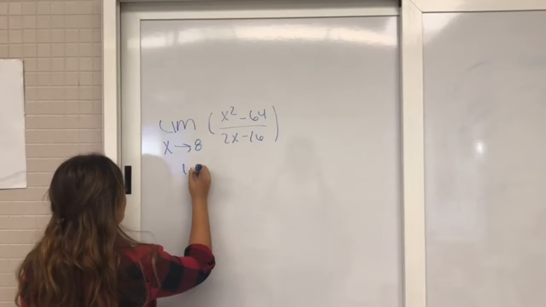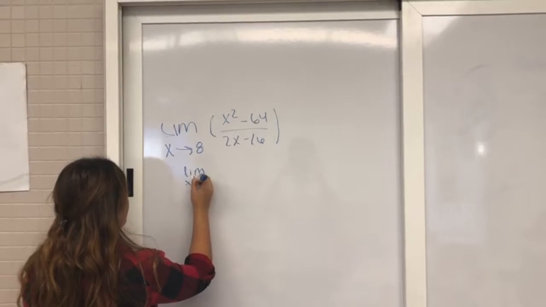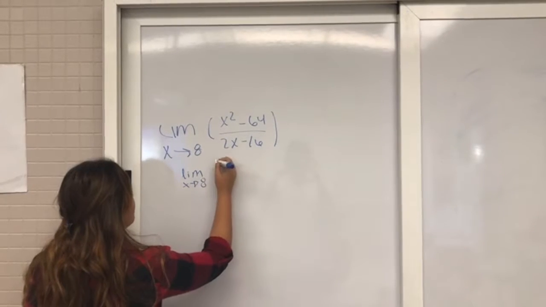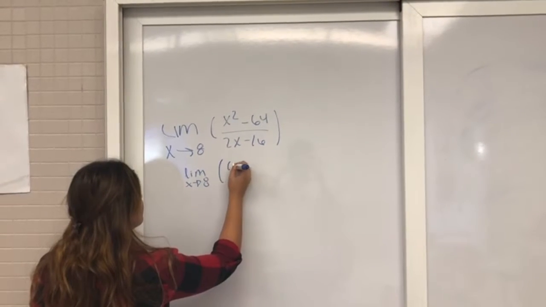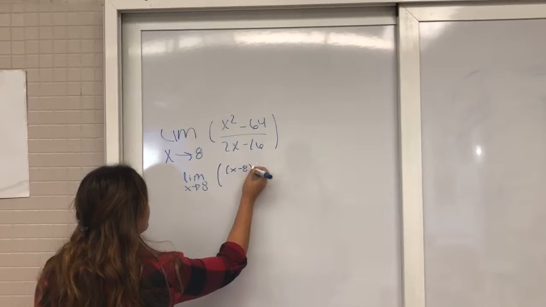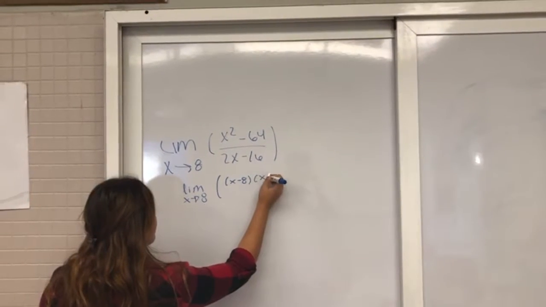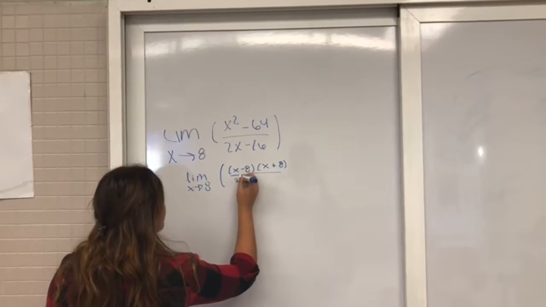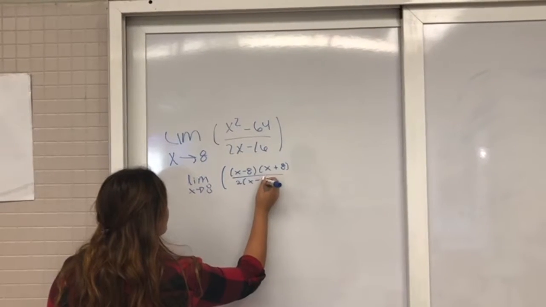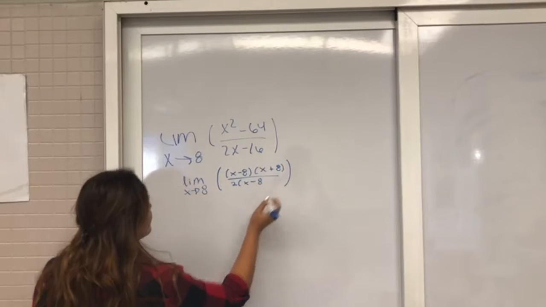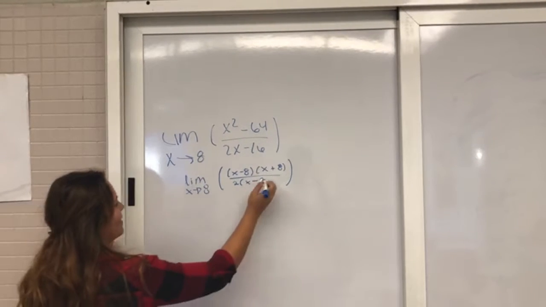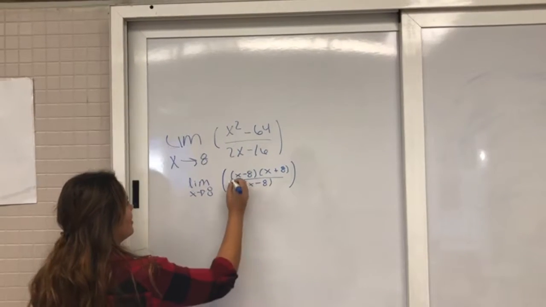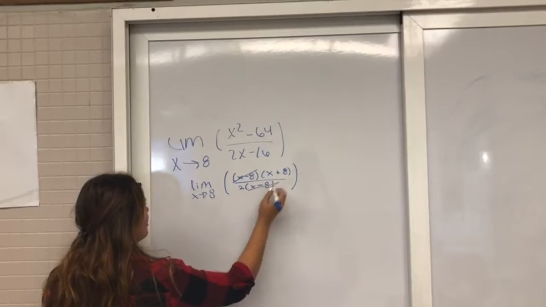We wrote down the problem, which is the limit as x approaches 8 of (x squared minus 64) over (2x minus 16). The first step to solve this problem is factoring, so we did (x minus 8)(x plus 8) on the top, and on the bottom we took out a common term, which is 2, and that leaves us with x minus 8 inside the parentheses.